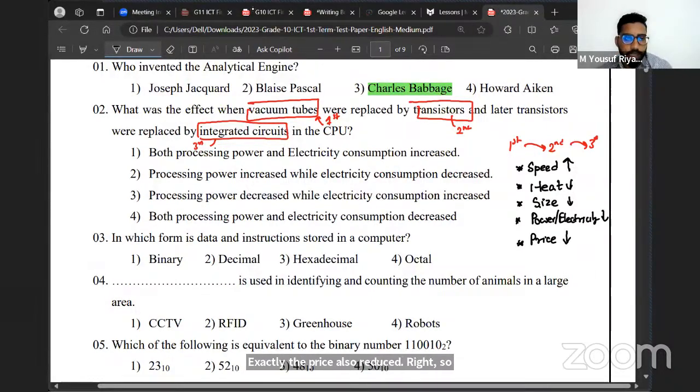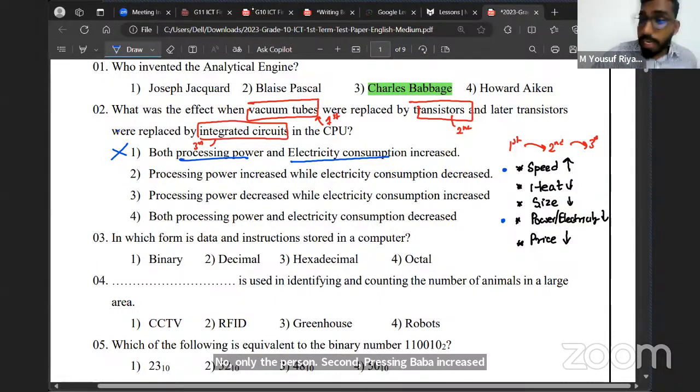Right. So based on this, let's answer the question. The first one talks about both the processing power and electricity consumption increasing. Did both of them increase? No, only the processing power increased. This is wrong. Second, processing power increased while the electricity consumption decreased. Is that statement correct? Yes, that statement is actually correct.